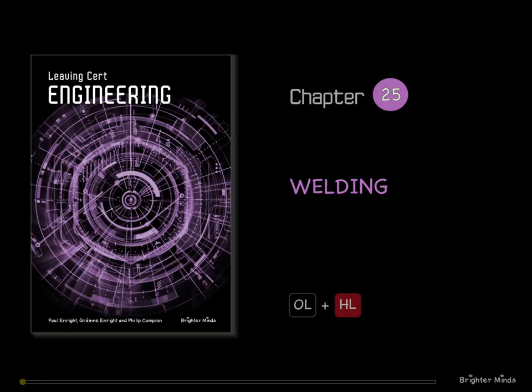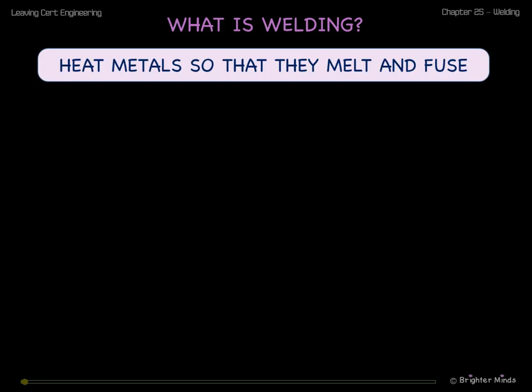Chapter 25. Welding. Welding heats materials so that they melt and fuse together, creating a strong joint. Welding is mainly used to join two metals by heating the joint area where they touch or overlap.